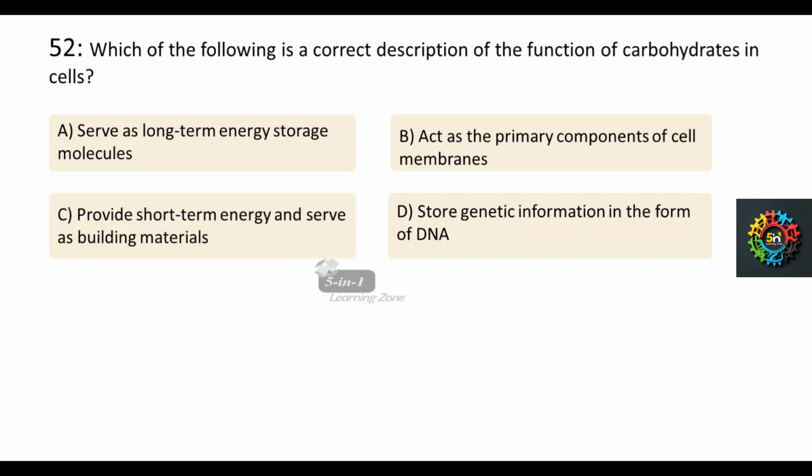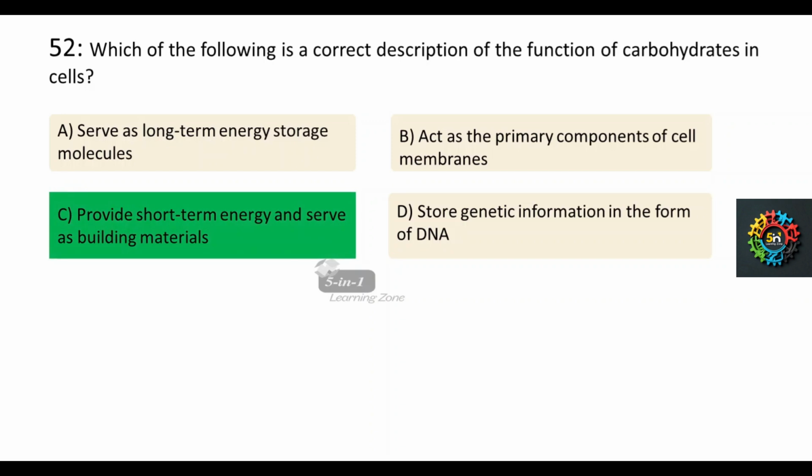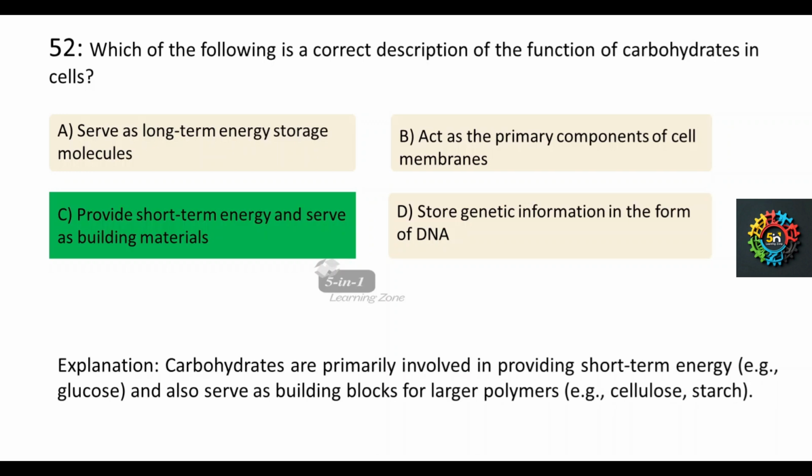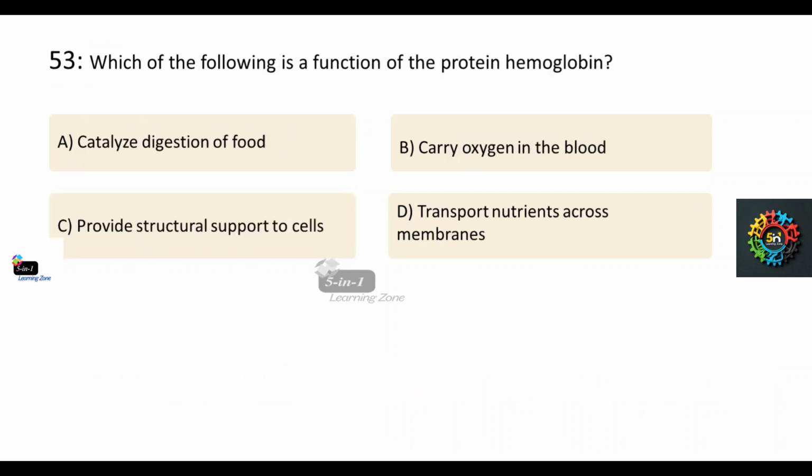52. Which of the following is a correct description of the function of carbohydrates in cells? Answer: C. Provide short-term energy and serve as building materials. Explanation: carbohydrates are primarily involved in providing short-term energy, for example, glucose, and also serve as building blocks for larger polymers. Example, cellulose, starch.